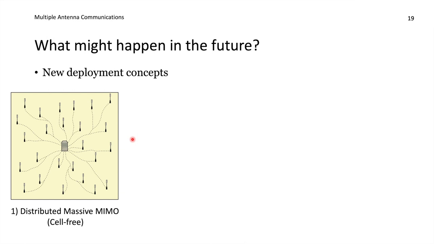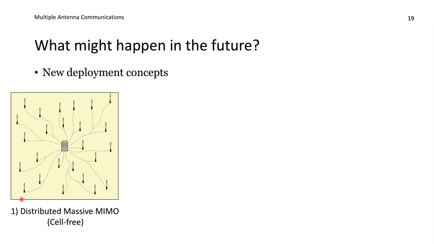So one way would be to, instead of having this kind of arrays with 128 elements, 64 antennas, distribute the antennas over a larger area. So they are not located at discrete locations at rooftops or in masts, but they are scattered around the users. So instead of having big antennas at certain locations surrounded by users, you will have users that are surrounded by small antennas that are transmitting from all different angles towards you.